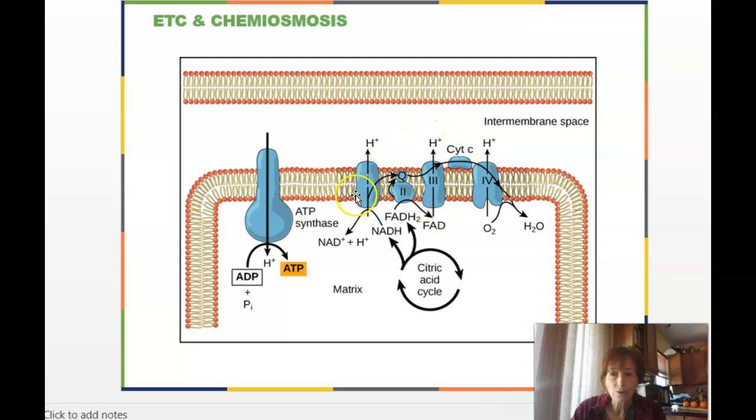The electrons are in part moved along here because ultimately they'll have an attraction to the oxygen here. And this is going to generate some water. So water is going to be one of the outcomes of that.